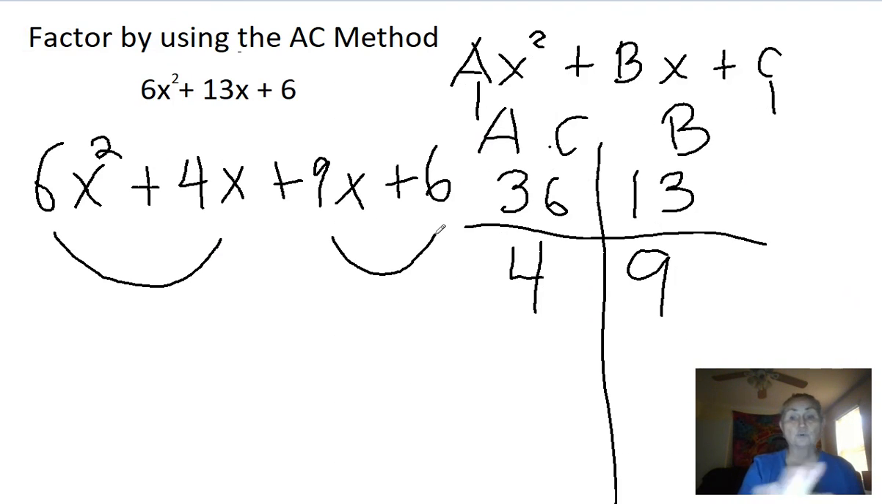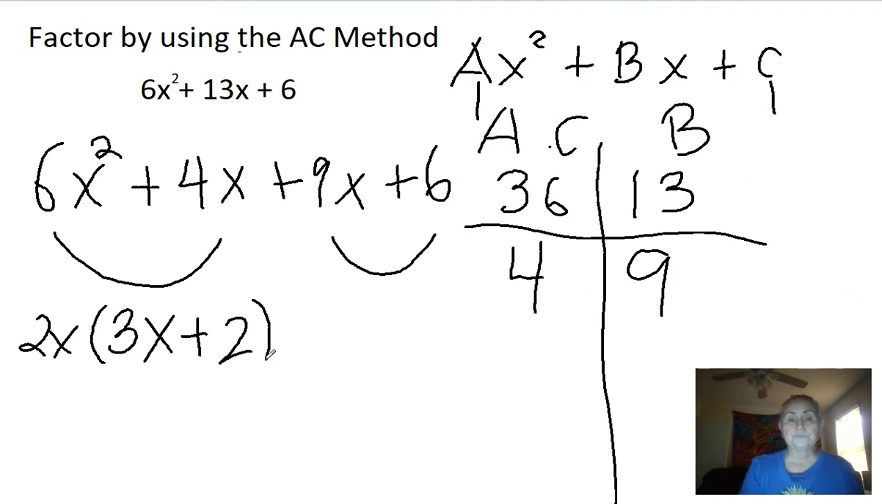So I ignore the 9x plus 6, and I go with 6x squared plus 4x, and I take out the greatest common factor, which is 2x times 3x plus 2, because 2 goes into 6 3 times. X times x is x squared. And then for the 4x, 2 goes into 4 2 times. The x is already here. 2x times 2 is 4x. So that's the process, just taking out the greatest common factor.